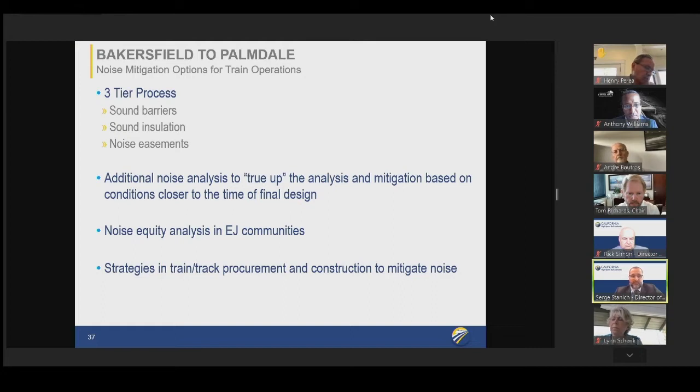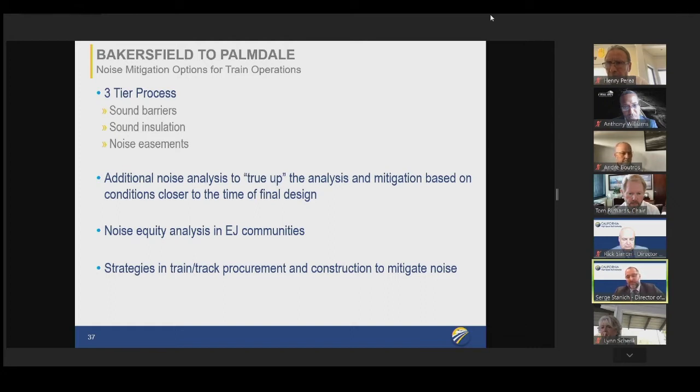The next level of mitigation would be sound insulation. This goes directly to the homes, where we would modify the homes, either the windows or the doors, to provide sound insulation. And if we're unable to mitigate with sound insulation, we may also consider noise easements, where owners of those residences who experience this noise could be compensated for the effects of the noise. As we progress through our advanced design, but before we go to final construction and before we go to operation, we have another mitigation step to essentially true up the analysis.